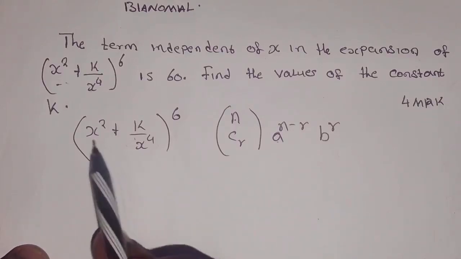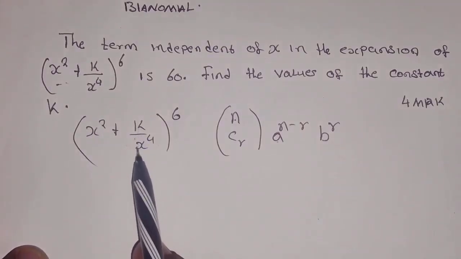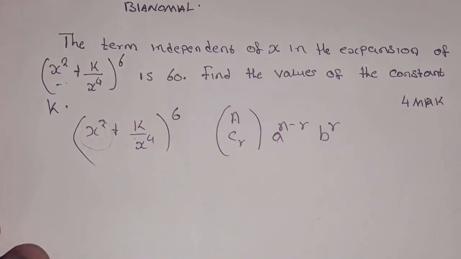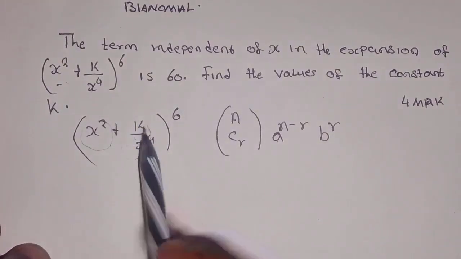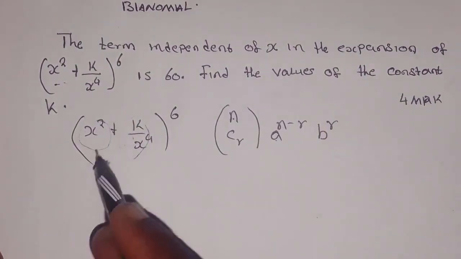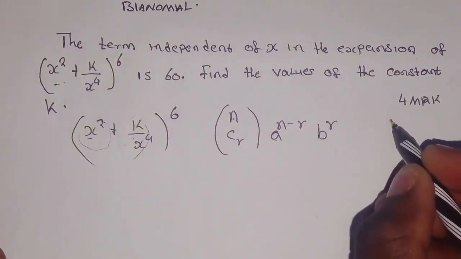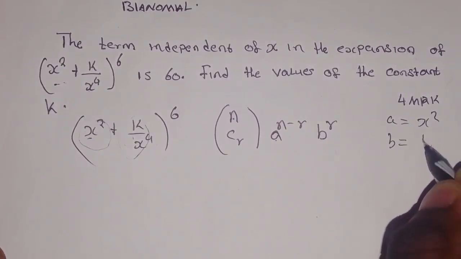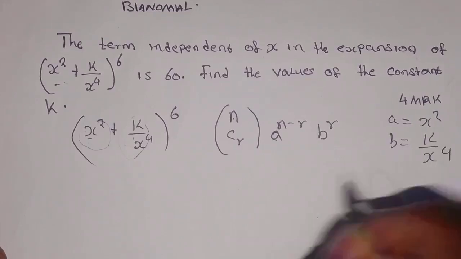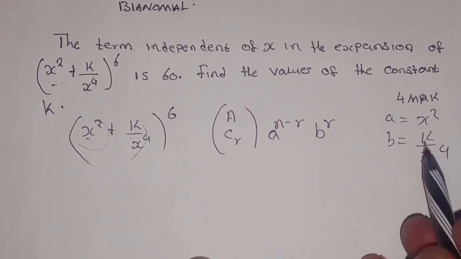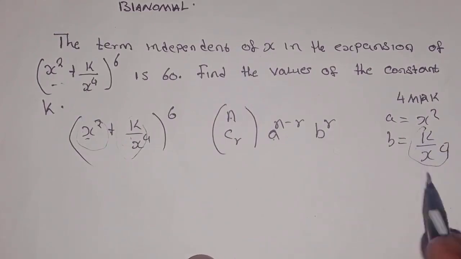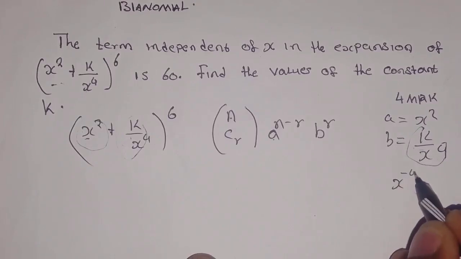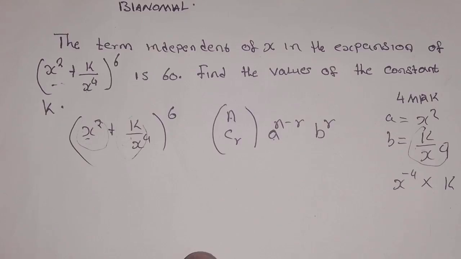So for example, here we've been given x squared plus k over x to the power 4. This means that the first term will be our a, and the last one will be our b. So a is equal to x squared and b is equal to k over x to the power 4. Under indices, k over x to the power 4 can also be written as x to the power negative 4 multiplied by k.